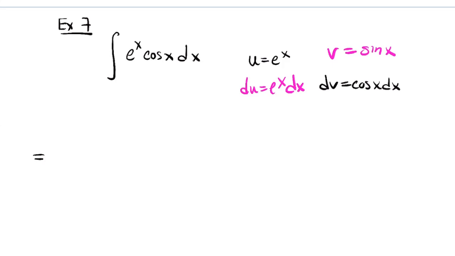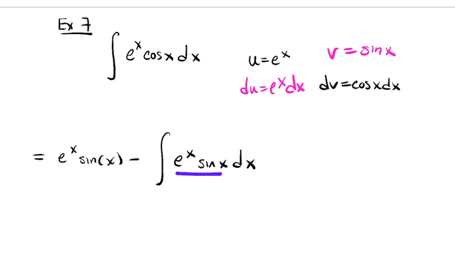Okay, so the parts formula says I get a uv, e to the x sine x, minus the integral of v du. That's e to the x sine x dx. Very similar to the given, but not quite the same. I don't have cosine anymore, I've got sine. Well, so let's try parts again.